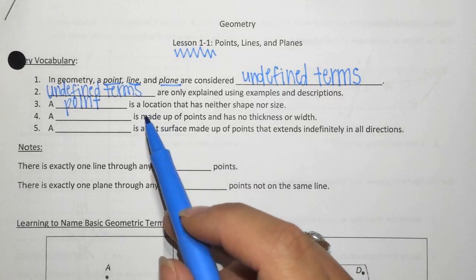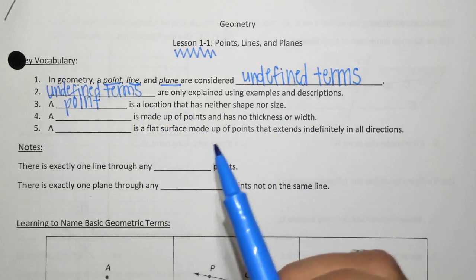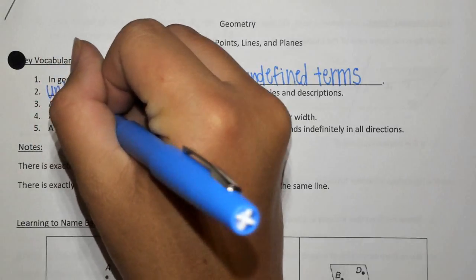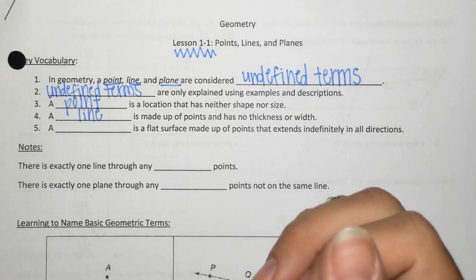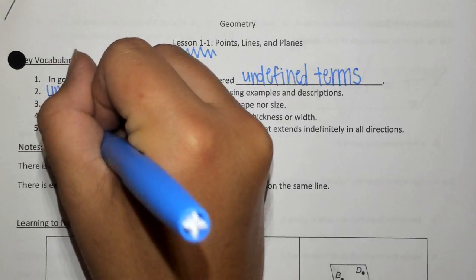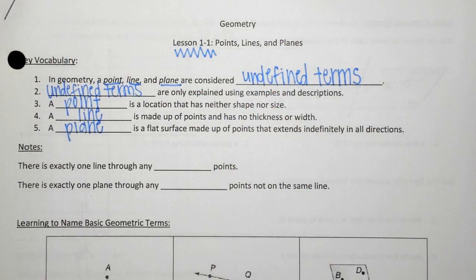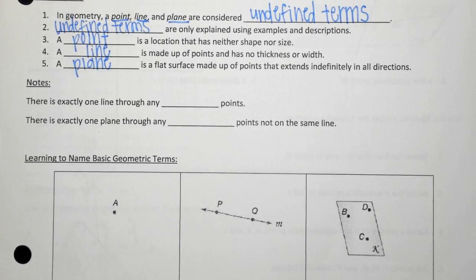Okay, the next one. It's made up of points and has no thickness or width. Line. You're all smart. A blank is a flat surface. What's a flat surface? Which is it, a point? Plane. Good. The desk is a great example of a plane. It's a flat surface.